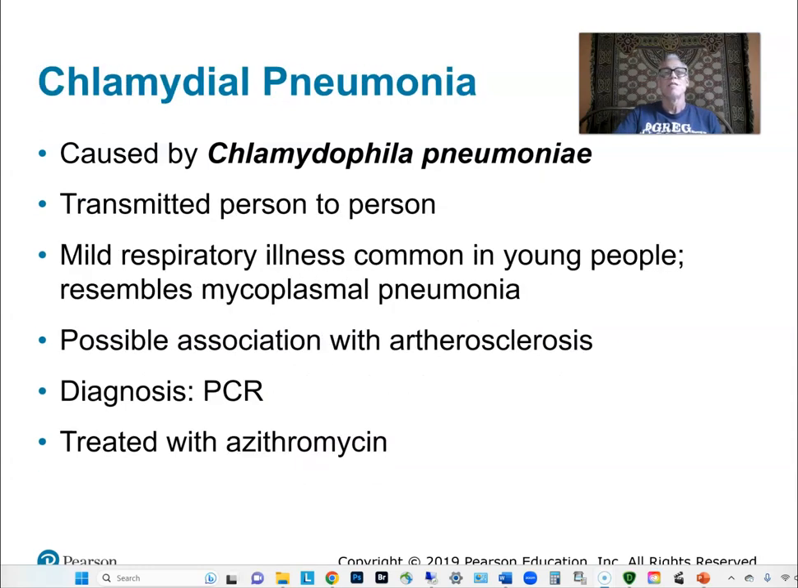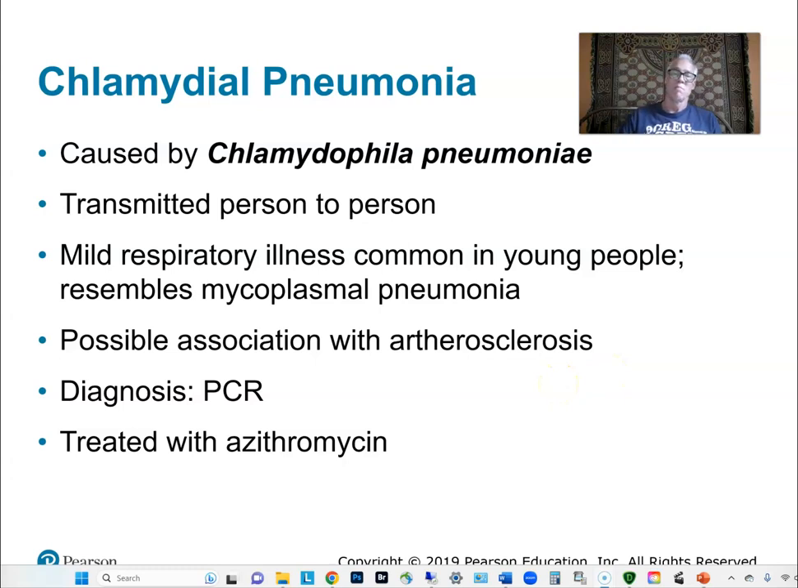Chlamydophila psittaci is quite different from Chlamydophila pneumoniae. Chlamydophila pneumoniae is transmitted person to person. It gave me a little jump there. And anyway, it causes mild respiratory illness, common in young people. Resembles Mycoplasma pneumonia in that it's something that is a little more tolerable than more severe cases caused by strep pneumoniae. Possible association with atherosclerosis. I think that's supposed to be atherosclerosis. Diagnosis with PCR and treating with azithromycin.